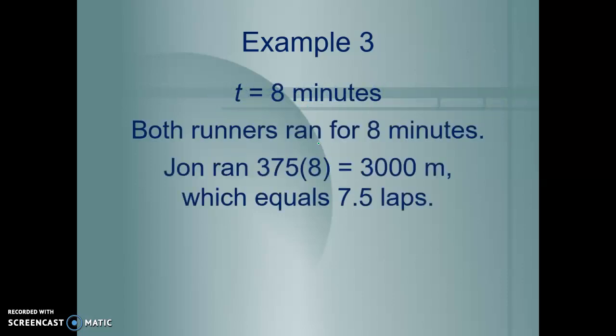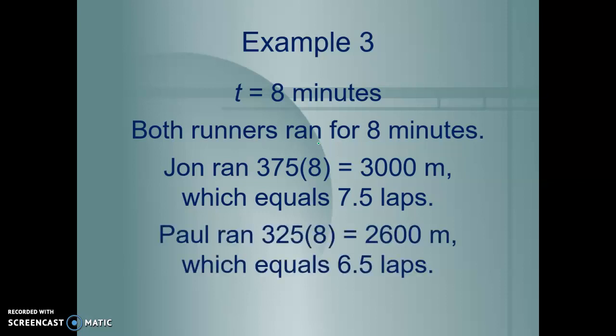So both runners ran for 8 minutes. John ran 375 meters per minute at 8 minutes, which is 3,000 meters. The second part of the question was, how many laps has each run? 3,000 meters is 7.5 laps. And Paul ran 325 times 8, which is 2,600 meters. That equals 6.5 laps. So John had run one whole extra lap before he was able to lap Paul.